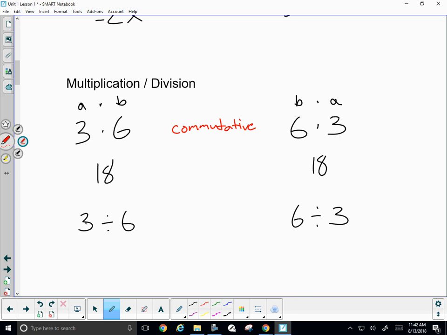However, division, 3 divided by 6, I can write it as a divided by b, or I could write it as like a over b. And this would be b divided by a, b over a. Division, not my friend. 3 divided by 6, which is the same as 3 over 6, is equal to 1/2. We can simplify that, or if I type that into my calculator, I'd get 0.5. But if I have 6 divided by 3, or 6 over 3, this is the same as 2. Okay? So, division, not commutative.